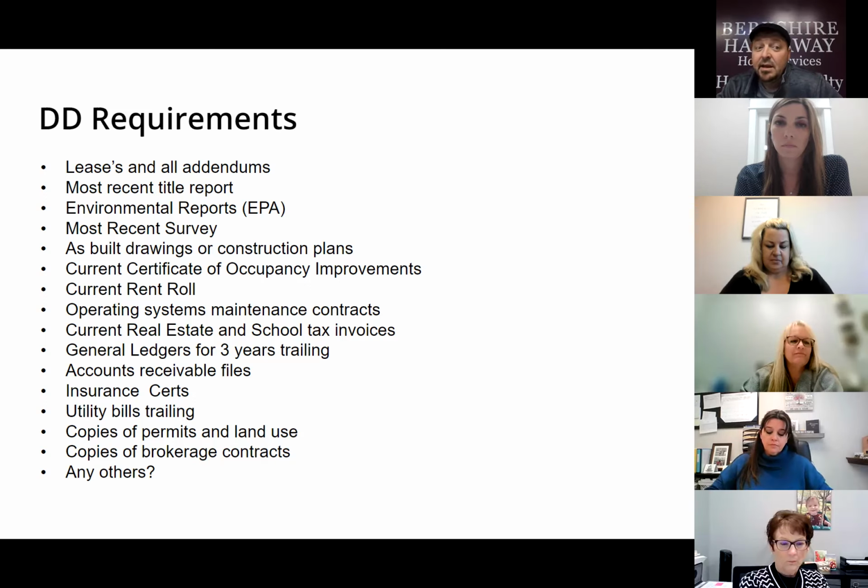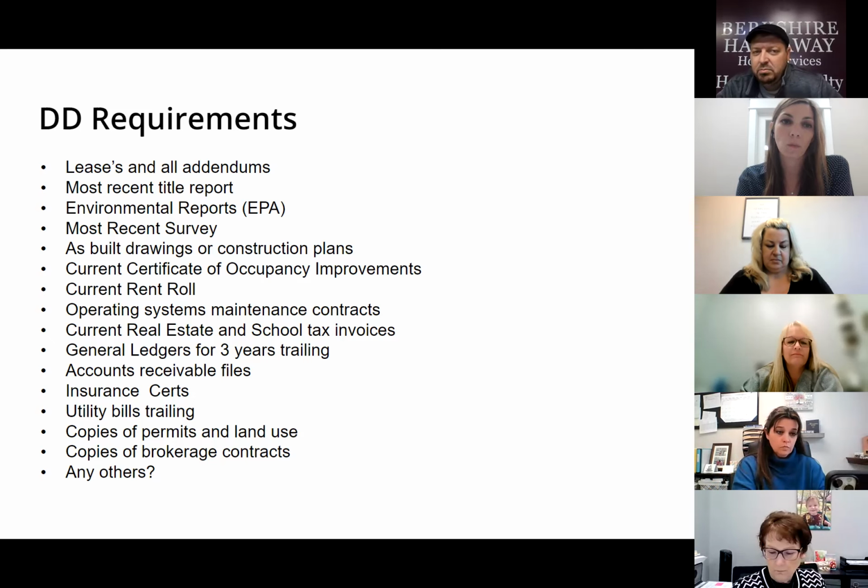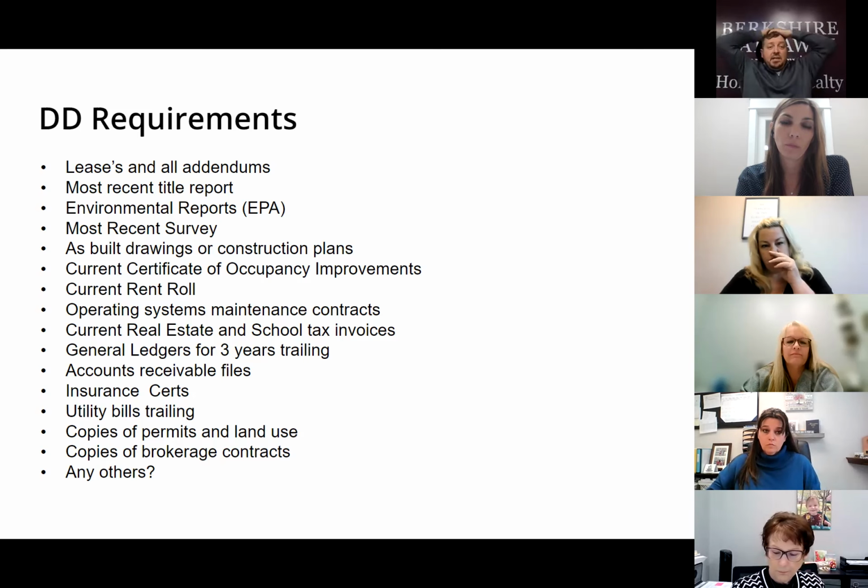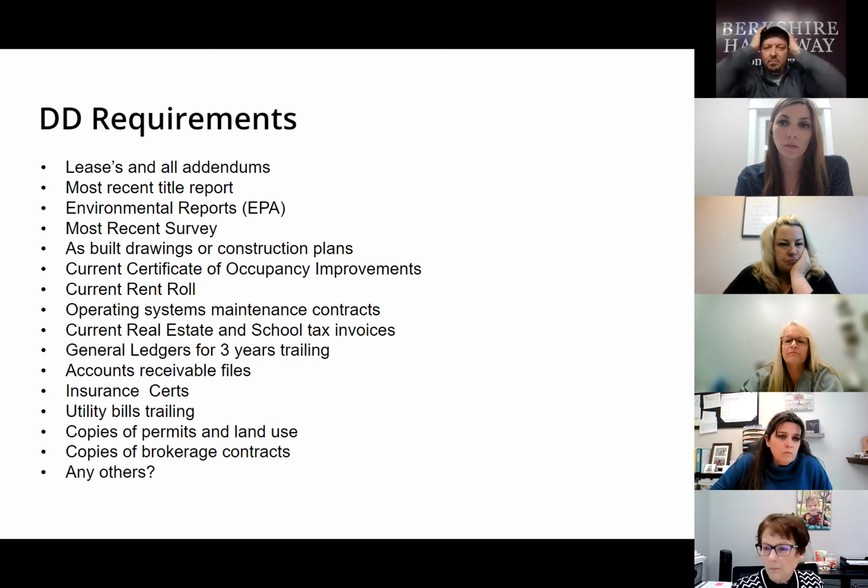Okay. This is a list of actual DD requirements on a deal that I'm working on right now. So this isn't like arbitrary information. This is like what is going down right now. As you can see, leases and any addendums. It's a shopping center, by the way. Leases and any addendums. Most recent title report, environmental reports.